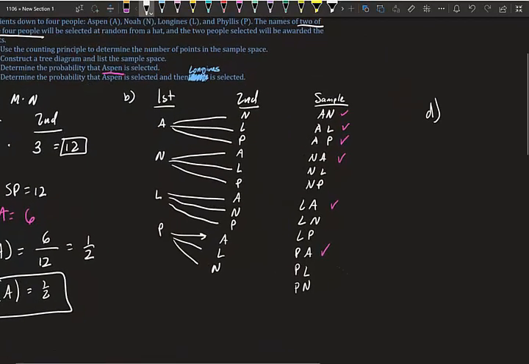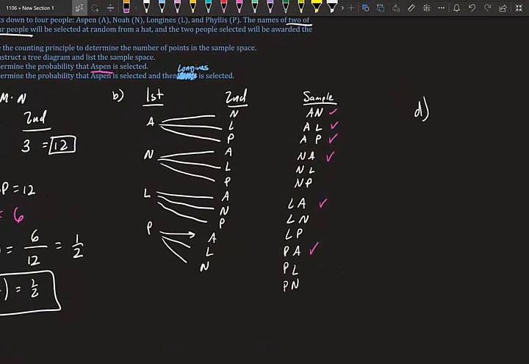Determine the probability that Aspen is selected, then Longinus is selected. What we're looking for is Aspen first, then Longinus. So Aspen Longinus, I'm going to circle it in yellow, is right here. There's no other Aspen then Longinus; there's only one A then L. So the probability of Aspen then Longinus is only 1 out of the total 12.